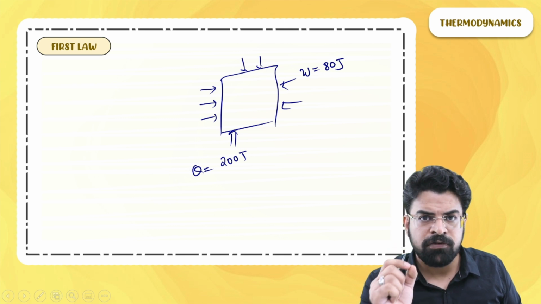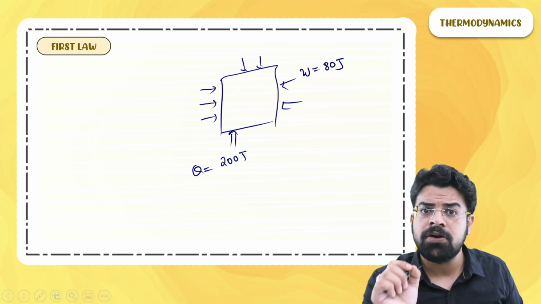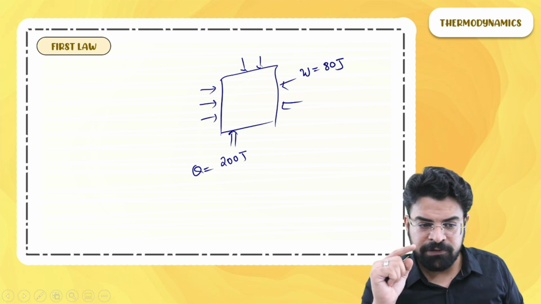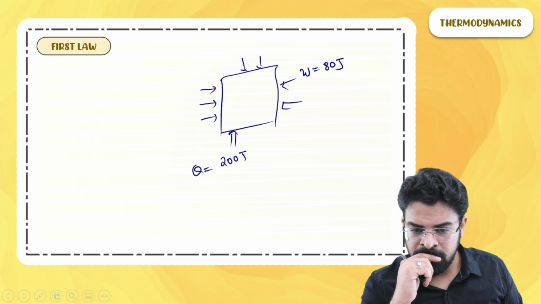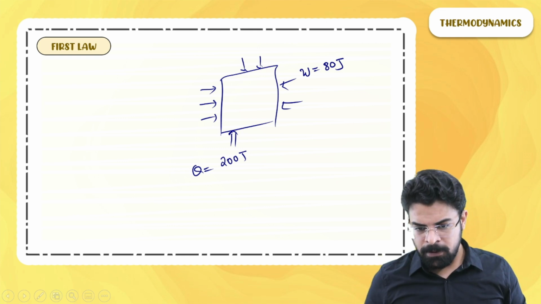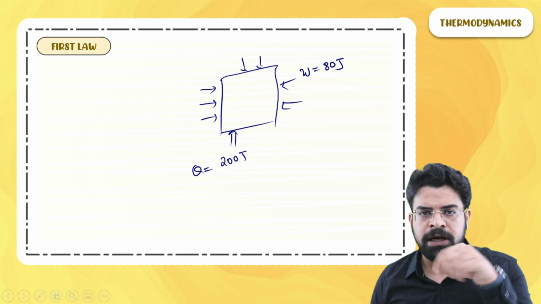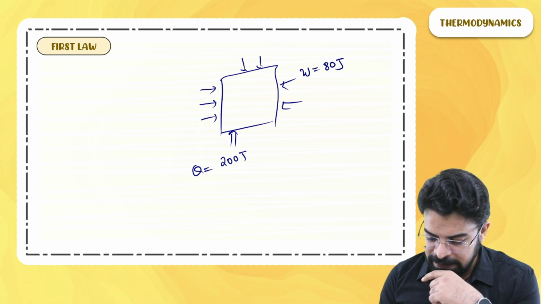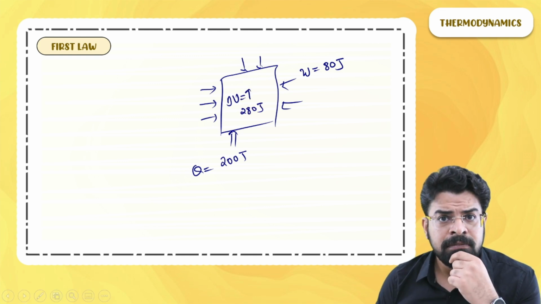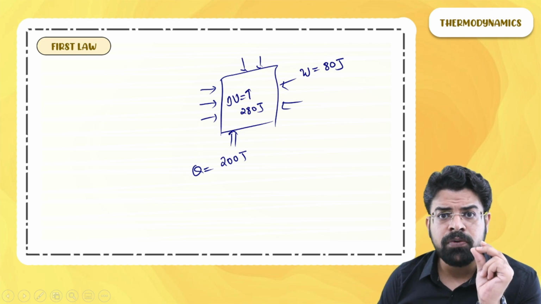Sir, from principle of conservation of energy, energy can neither be created nor destroyed. It can only be converted from one form to another. We have given a heat of 200 joule. We are also doing work of 80 joule. Both the energies are going into the gas. This means that, sir, the internal energy of gas should increase by 280 joule. Yes. Now here, what will you write?